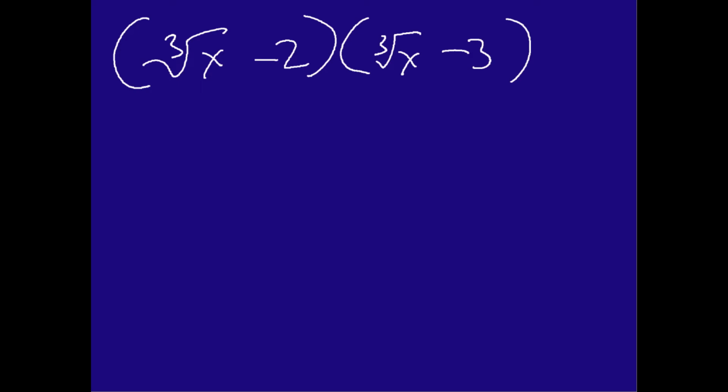Alright, so again, we just do our same process as before. So I'll just multiply these guys first. I got the same base, so it's going to be cube root of x squared, like so. Do another one. How about this guy right here? The cube root of x times negative 3, so that's going to be minus 3 times the cube root of x, like so.